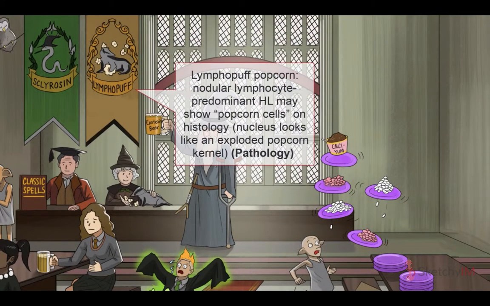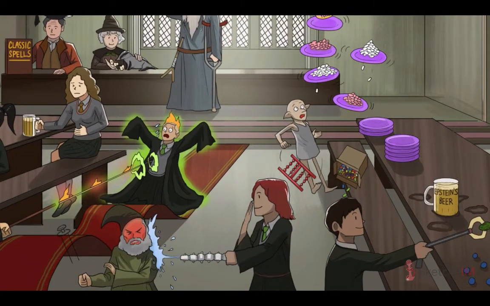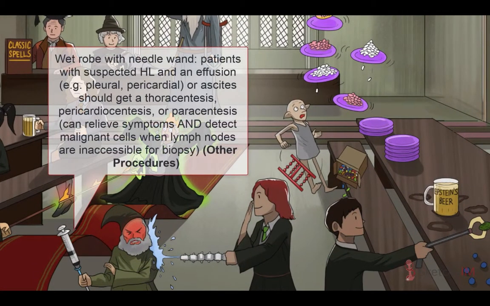I also want to briefly mention the rare nodular lymphocyte predominant type of Hodgkin lymphoma. It has a characteristic cell seen in pathology called the popcorn cell because the nucleus looks like an exploded popcorn kernel. In patients with mediastinal disease who present with a symptomatic pericardial or pleural effusion, why not remove some of that fluid for them? Initial management of patients with symptomatic effusions typically involves thoracentesis to remove fluids from the thorax, paracentesis to remove fluid from the peritoneal cavity, or pericardiocentesis to remove pericardial fluid. You're killing two birds with one stone here.